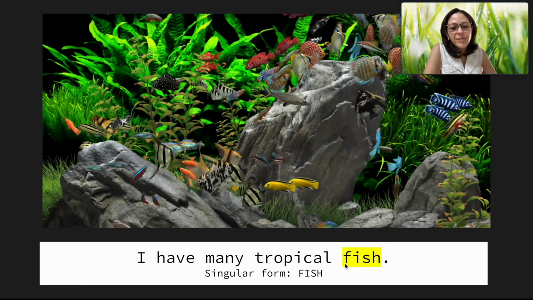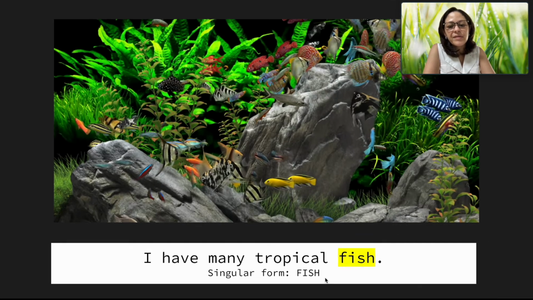I have many tropical fish. If you take a look at this tank, there are many types of fish. However, we use fish for plural and singular. They have the same spelling form.